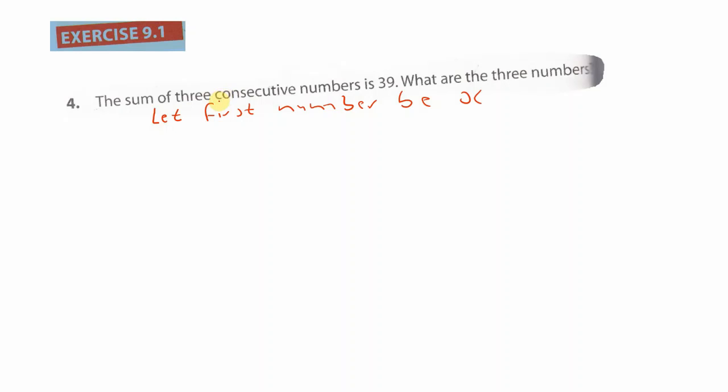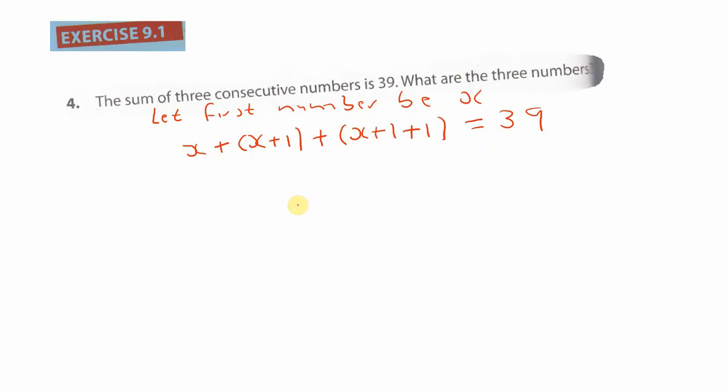So sum means add, so we have to add 3 consecutive numbers. So we have x, that's our first number. We add the second number, which is x plus 1. We simply add 1. And then to x plus 1, we have to add another 1. So we have x plus 1, the previous number, plus 1. So now we have 1, 2, 3 numbers. And the sum of that is equal to 39. So that's the equation that we need to solve.